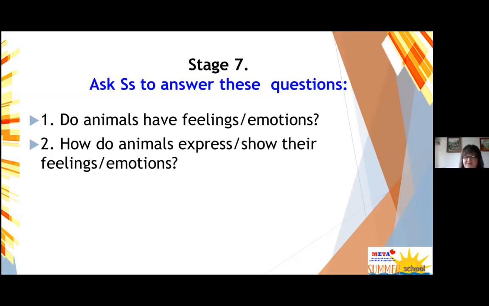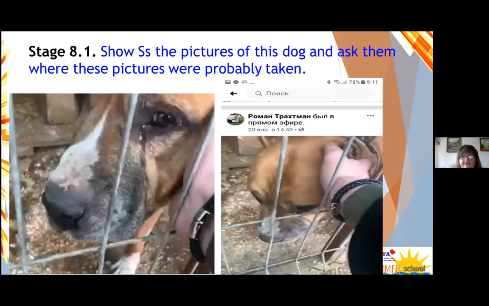Okay, thank you. Now I want you just to look at the next pictures, the following pictures, right? And I would advise you to show your students this picture or these pictures of this dog. And my question is, where were these pictures taken?